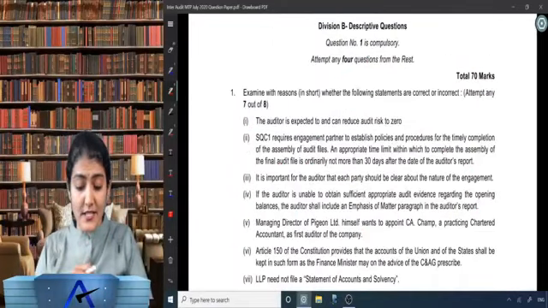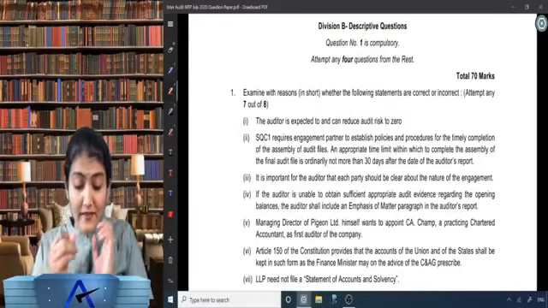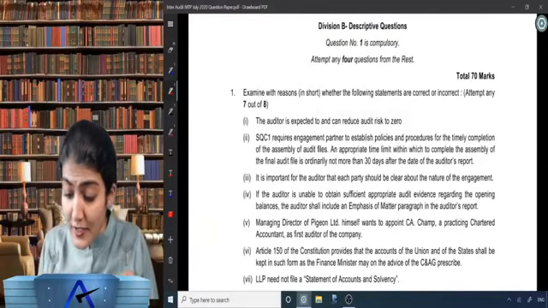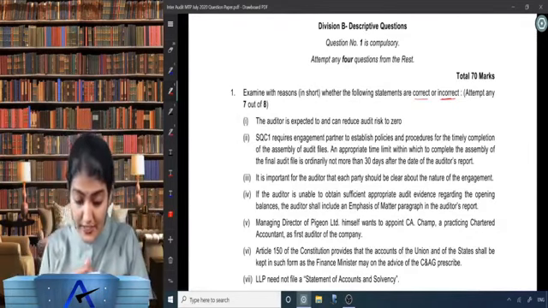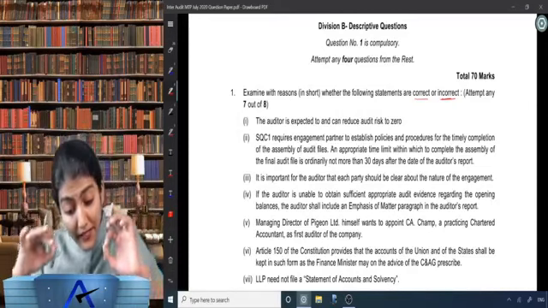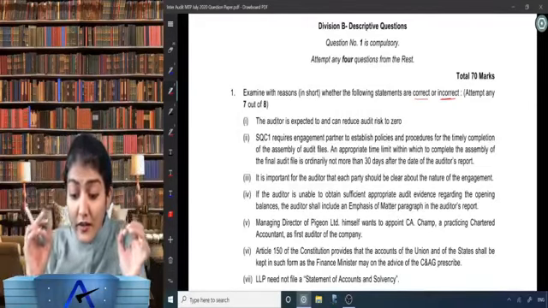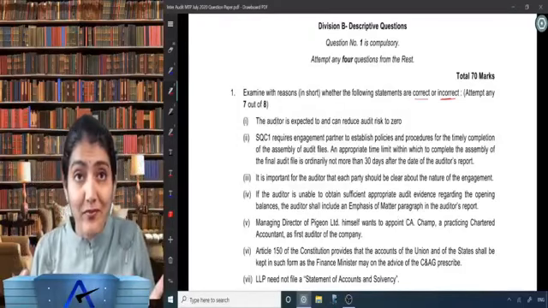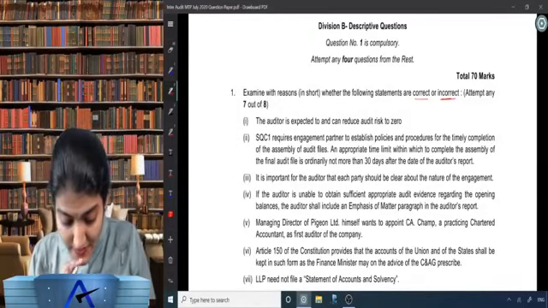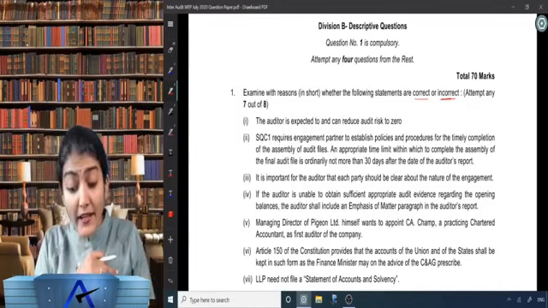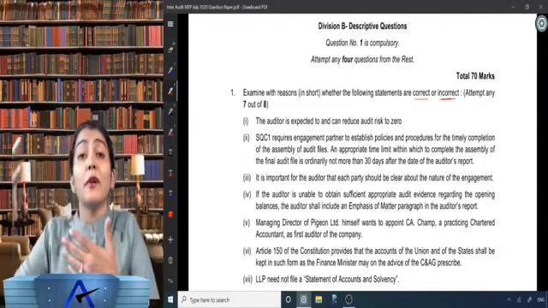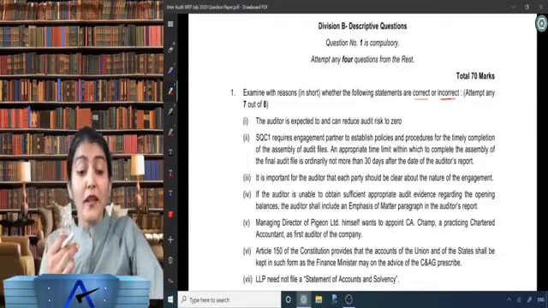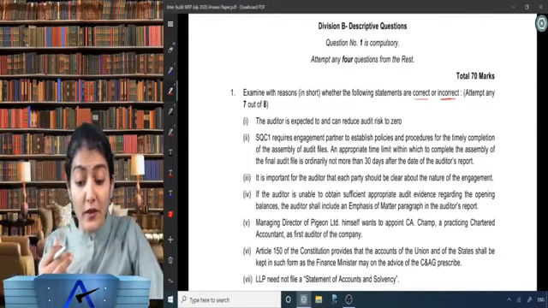And now coming to the correct and incorrect part of the questions. Examine with reasons in short whether the following statements are correct or incorrect. I told you, sometimes they say true or false, sometimes they say correct and incorrect. The auditor is expected to and can reduce audit risk to zero. Is this point right? Boss, if we are able to reduce audit risk to zero, we will be able to give absolute assurance. But what we give in an audit is only reasonable assurance that financial statements are free from material misstatement.